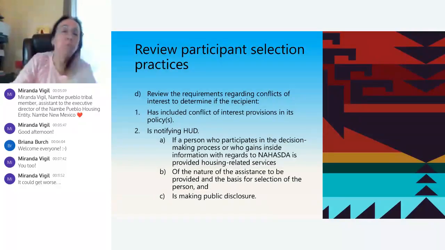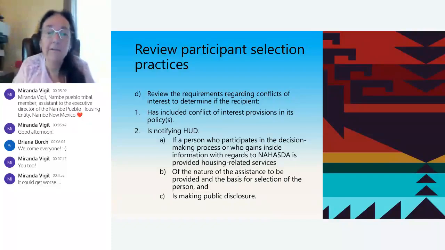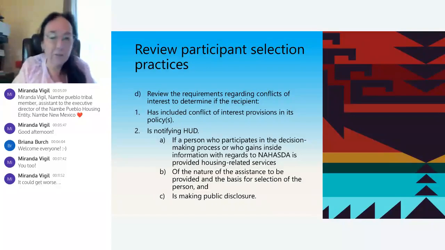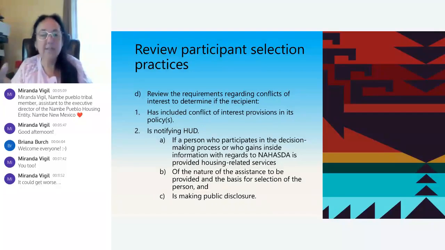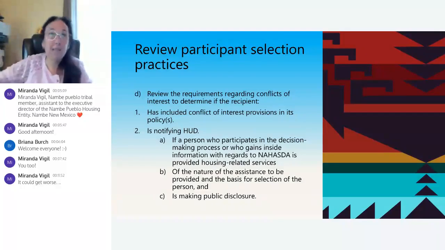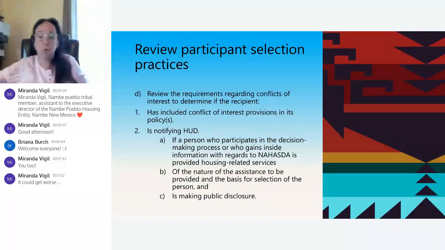So review the requirements regarding conflict of interest. Determine if the recipient has a conflict of interest policy, if they've included conflict of interest provisions in their policies, if they are notifying HUD if a person who participates in that decision-making process gains inside information with regard to NAHASDA, if they're provided housing-related services, the nature of the assistance to be provided, the basis for selection of that person, and if you are making your public disclosures. Remember the thing you put on your wall? We talked about that yesterday.